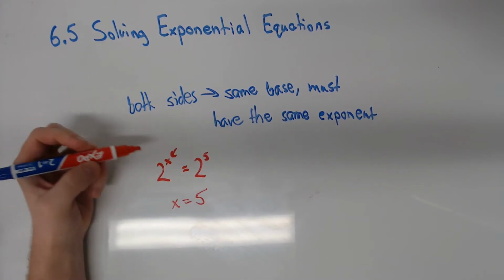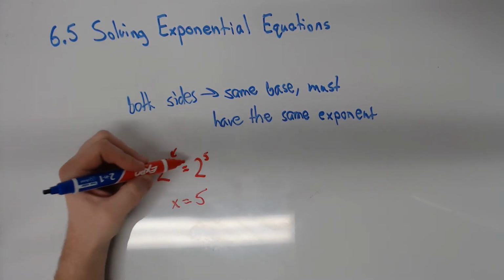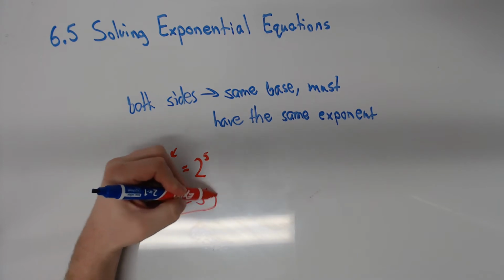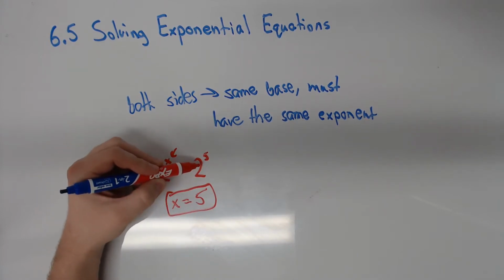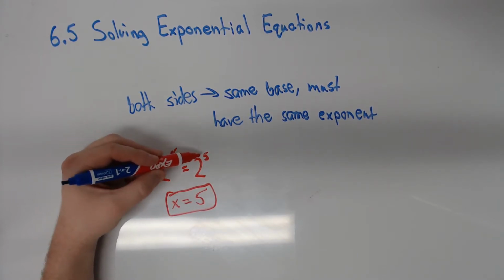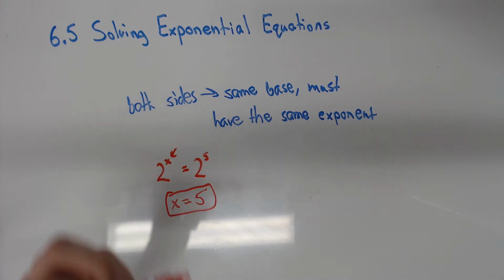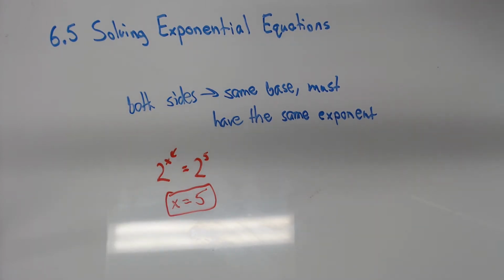So typically what we would do is write an equation between the exponents and forget about the bases. The bases already match. Now we just need to make sure the exponents match. So this is just x equals 5. There's not much to do for this problem.